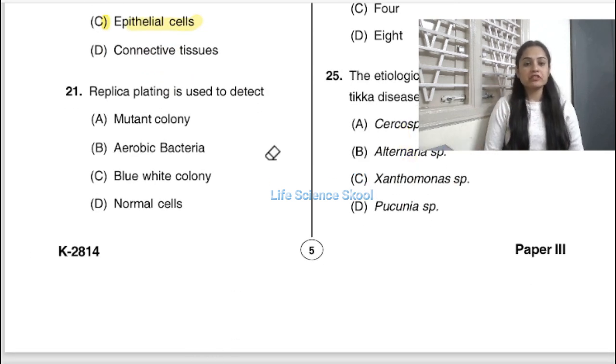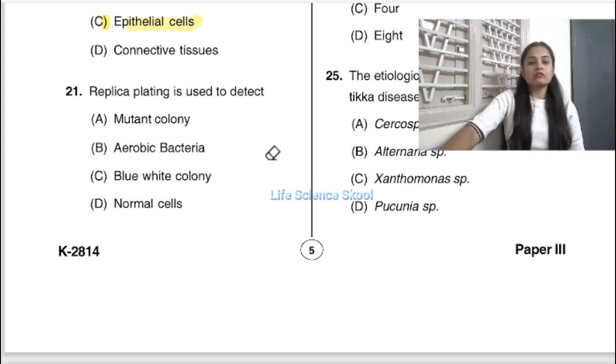Next, moving on to the 21st question. Replica plating is used to detect option A, mutant colony, option B, aerobic bacteria, option C, blue and white colony, option D, normal cells. First we will know what is replica plating.